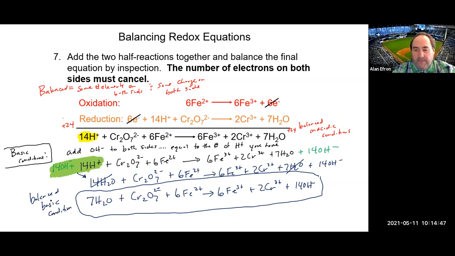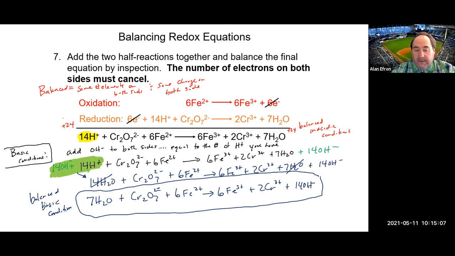This is by far probably the easiest approach to balancing something in basic conditions, to just do it in acidic conditions and turn it into basic conditions. You could add your hydroxide way early on, after you do your electrons or before you do your electrons, but there's a lot more canceling out and stuff to do. So it's best to kind of wait to the end.